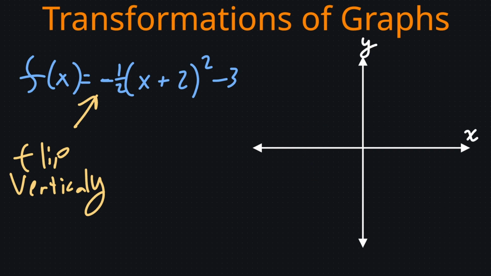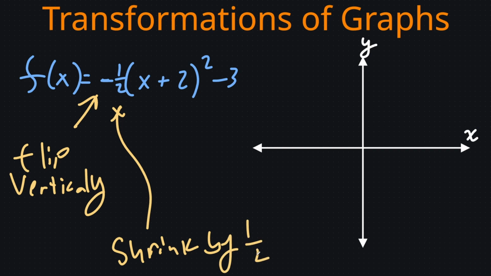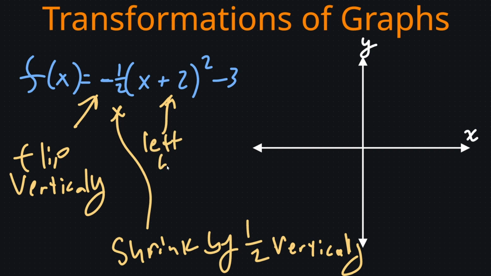Furthermore, we have a 1/2. That's going to be a shrink by 1/2. It's on the outside, so it does what we expect. That's why 1/2 shrinks it instead of expanding it. And it's going to shrink it vertically, up, down, also because it's on the outside. Over here, this 2 is going to be on the inside, doing the opposite. So it's going to be a left shift by 2. And on the outside again, we have a negative 3, so it's going to be a downshift by 3. Let's see what that looks like.